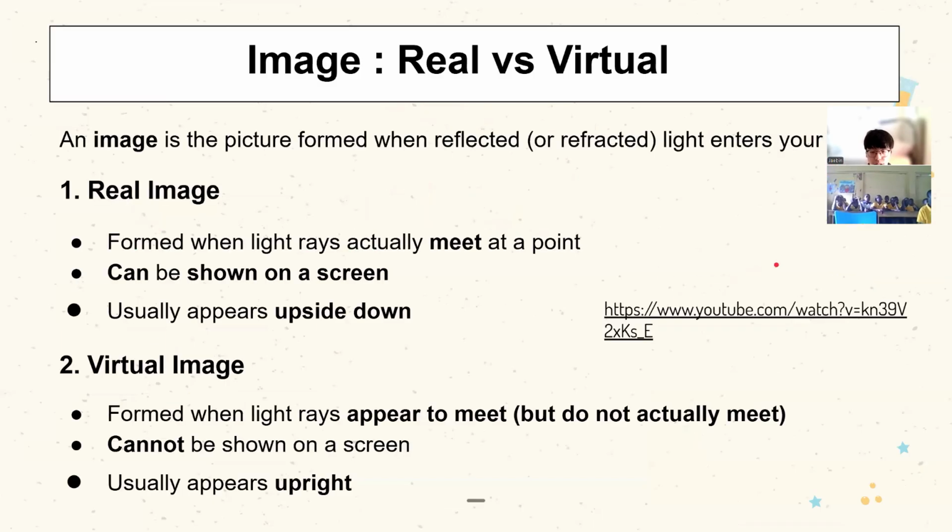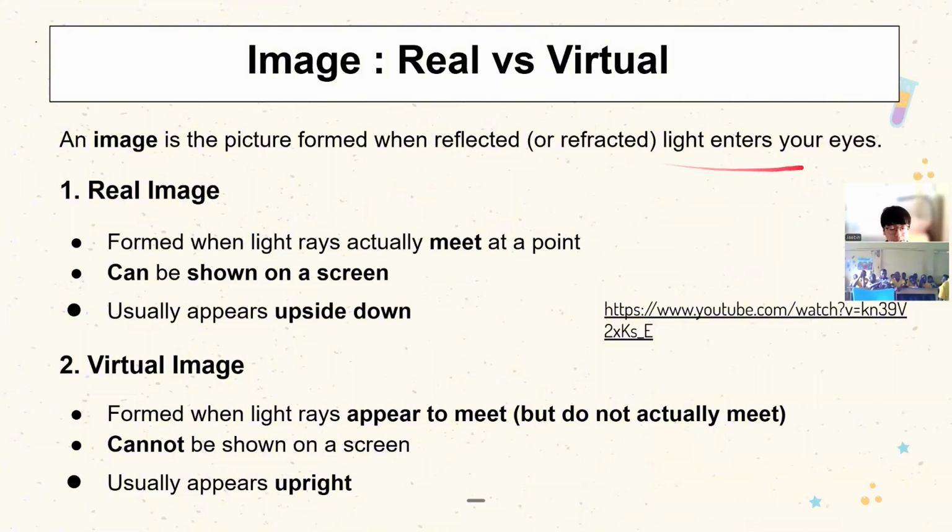So, let's look at what these are. An image is the picture formed when reflected or refracted light enters your eyes. The real image is formed when the light rays actually meet at a point, and it can be shown on the screen. So the object is actually there and can be projected, can be shown. And real images often look upside down.